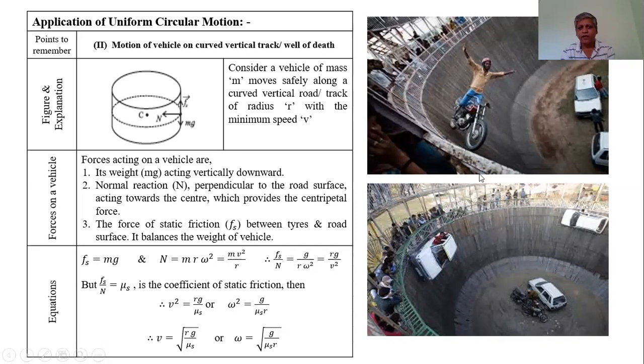And in that case, the motion of the vehicle is also in a horizontal circular orbit. Here, we can explain that motion and obtain the expression for the minimum speed. Here we find out the minimum speed.